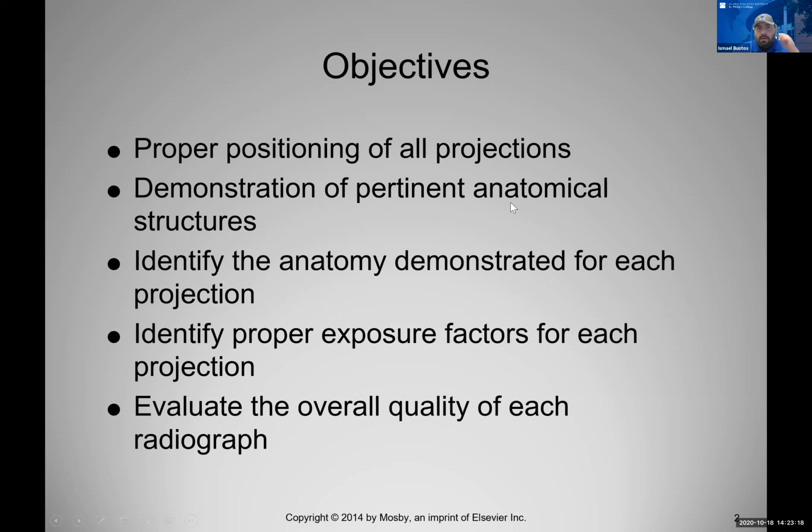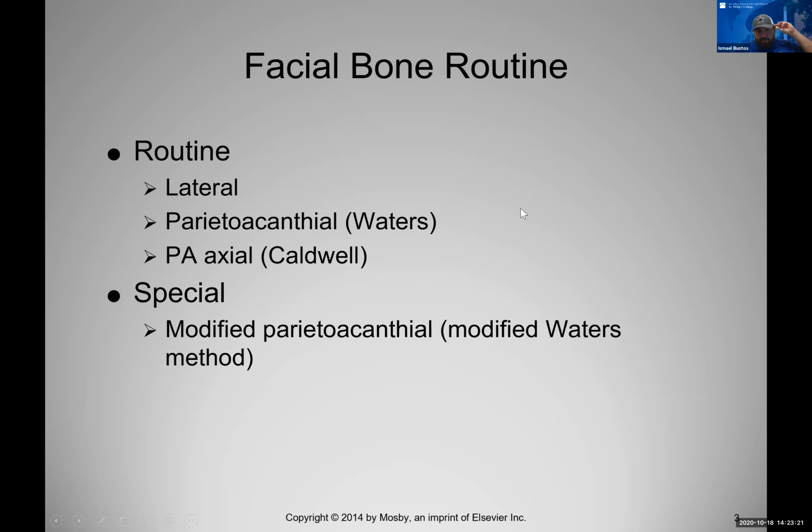All right. So this is the routine that we're going to be looking at for today for the facial bones. First one is the lateral, which we've done before, lateral skull. This is going to be just a little bit different centering because we're focusing more on the facial bone than the entire skull. Then we do a parietal cantilever Waters, which is the same exact position we've done for the other Waters that we've done. A Caldwell, again, focusing more on the facial bone, but the same positioning. And the new one we're going to learn is the modified parietal cantilever or modified Waters.